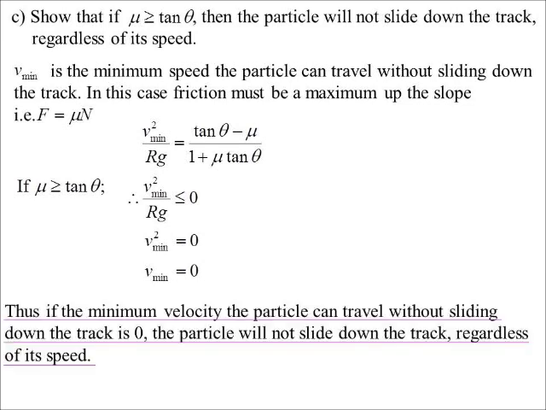Well, that's what we want, because it's saying show that the particle will not slide down the track regardless of its speed. So we're saying the minimum velocity for it to not slide down the track is 0. So there's not a velocity we can put on it so that it will slide down the track. So it doesn't matter what the speed is, it will not slide down our track.